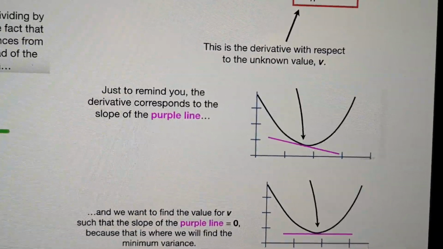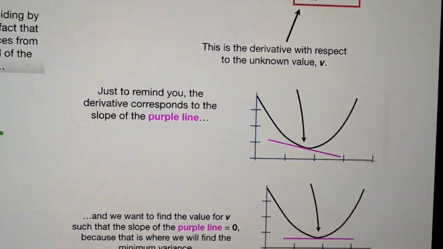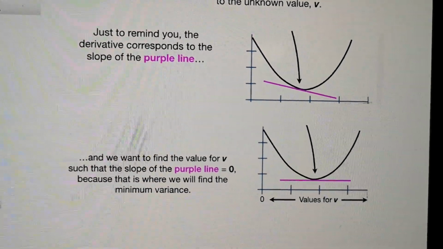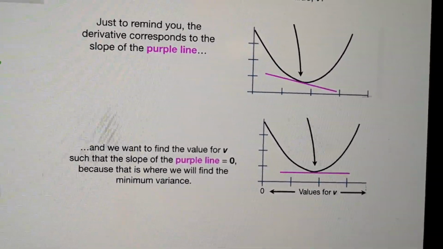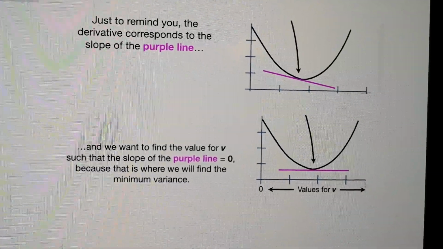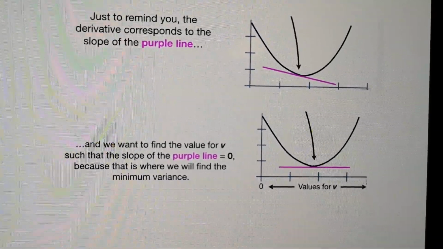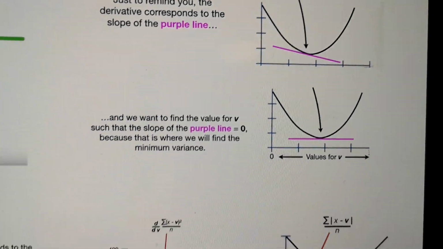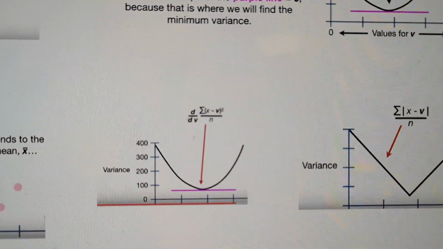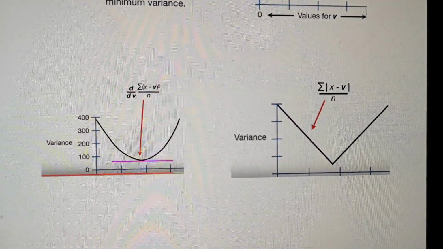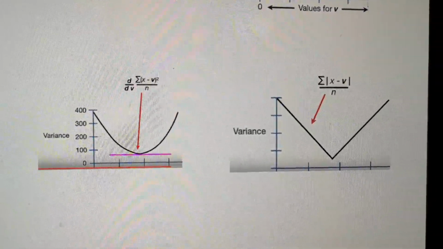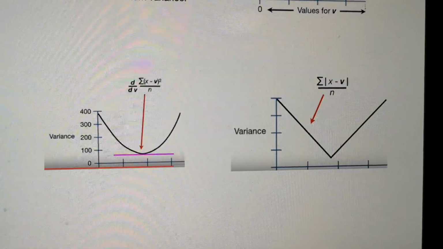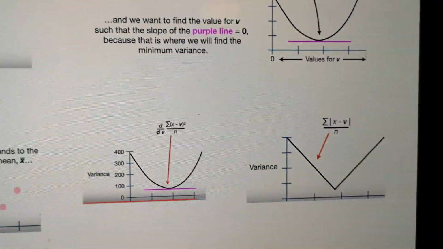The derivative corresponds to the slope of the purple line here. And we also want to find the value of v such that the slope of the purple line equals 0, because that is where we find the minimum variance. Here is the formula of the derivative. Let's also explain why we do not use the absolute value here.